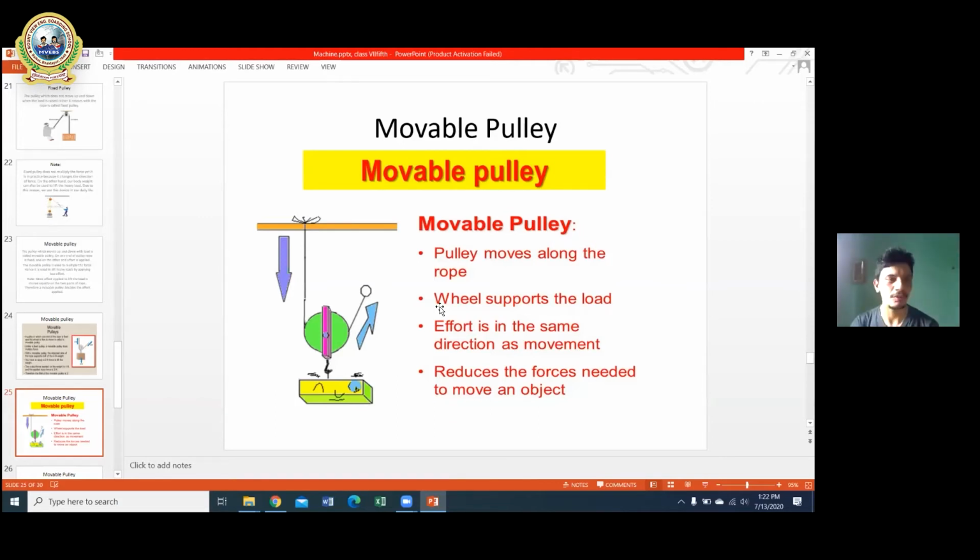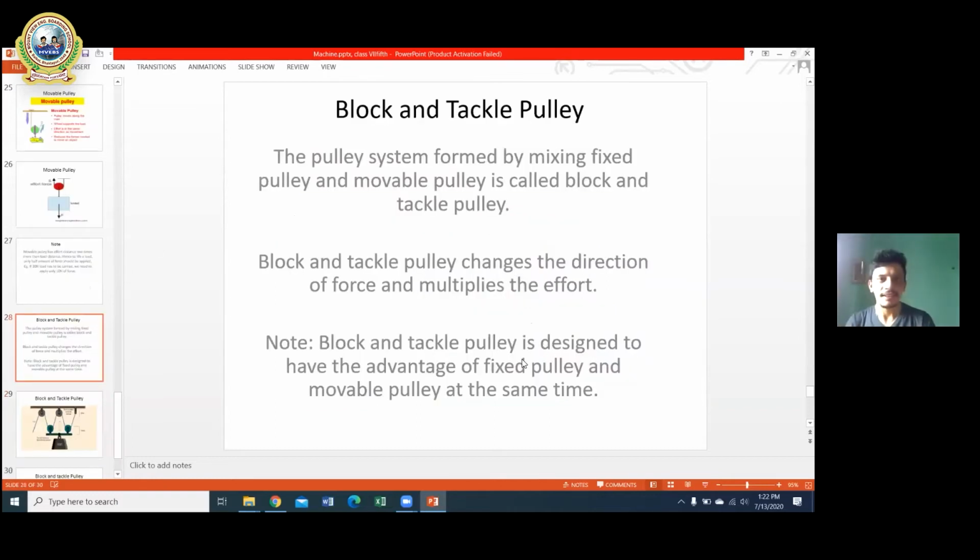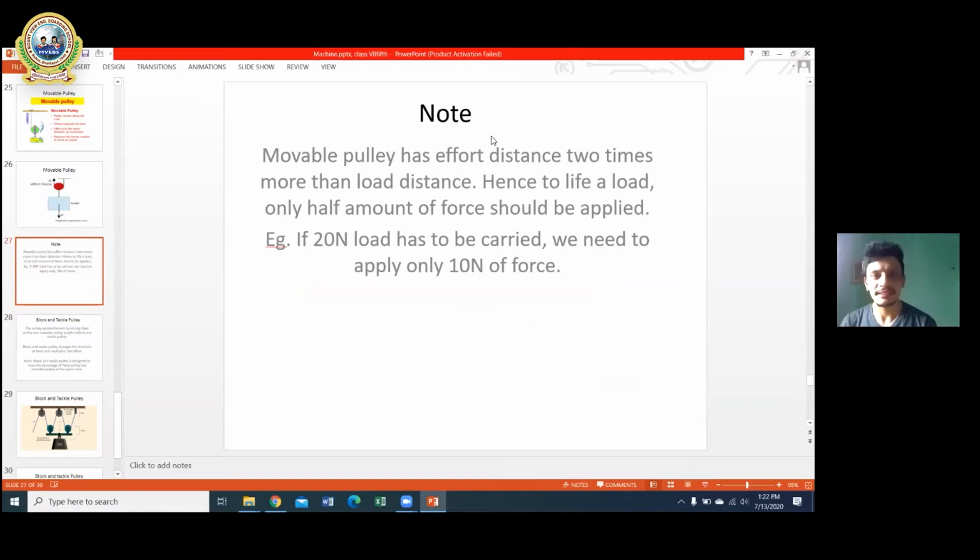So this is all about movable pulley. I hope you people are clear now. Let's learn about the important note. This is very much important: movable pulley has effort distance 2 times more than the load distance. In a movable pulley the effort arm is double the load arm. When the effort arm is double, it multiplies the effort twice. Last time I also talked about levers: if any lever has a longer effort arm, then it multiplies the effort.